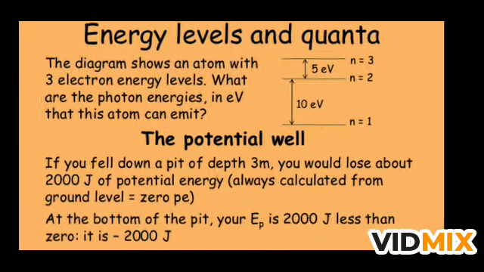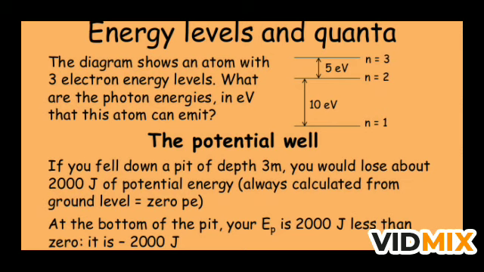So for the energy levels, if you see in this diagram, at n equal to 1, n equal to 2 and n equal to 3, there are certain differences of energies. This diagram shows an atom with three electron energy levels. What are the photon energies in electron volts that this atom can emit?